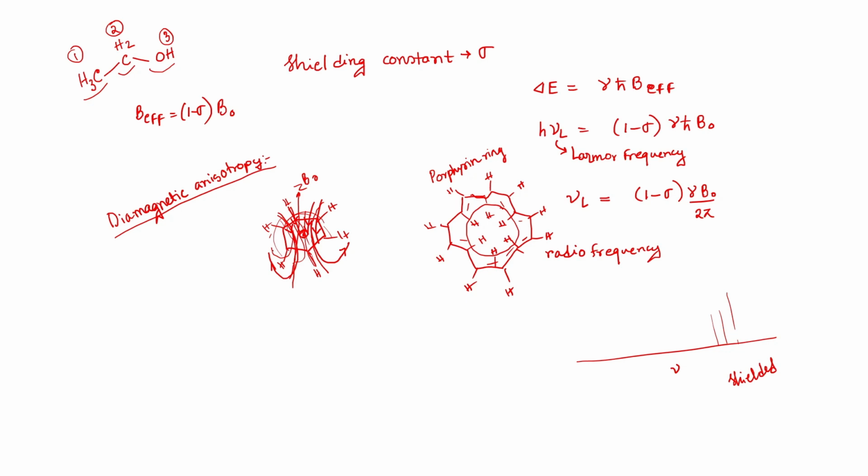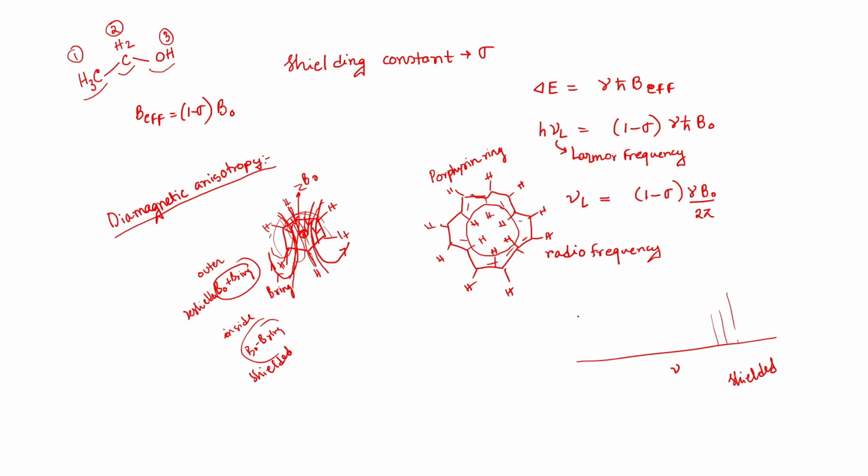It is experienced by all the protons, right? So whatever protons are outside the ring are going to experience this magnetic field plus whatever magnetic field I am giving externally. Due to B ring and B0, this proton is going to experience B0 plus B ring, which is higher, and those inside the ring are going to experience B0 minus B ring, right? So these are shielded, and these are de-shielded.